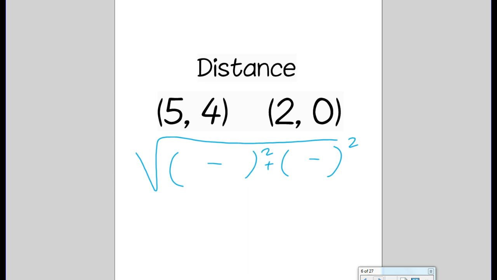Oh, you're just subtracting it. Make sure, don't put a comma. That's 3 squared plus 4 squared. Square root of that. Good. What page?